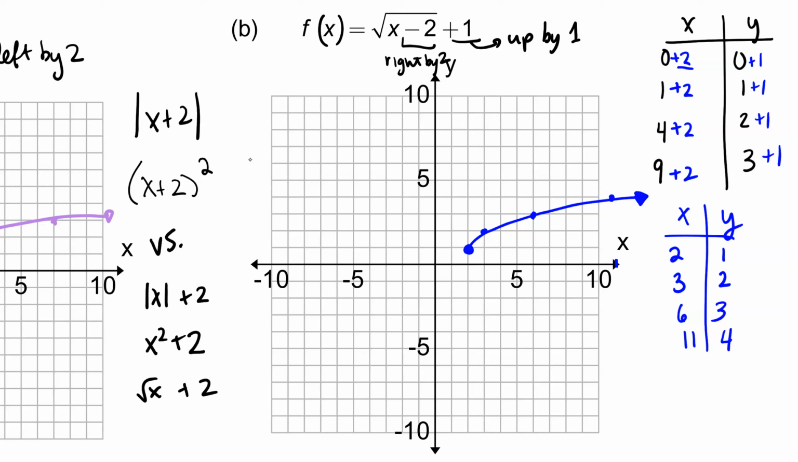So the numbers you start with are 0, 1, 4, 9, and 0, 1, 2, 3, because these are the square roots of the x values. Because remember, this is square root of x. And all of this, the minus 2 and the plus 1 here, all it's doing is taking our graph over and up, but it's the same graph.